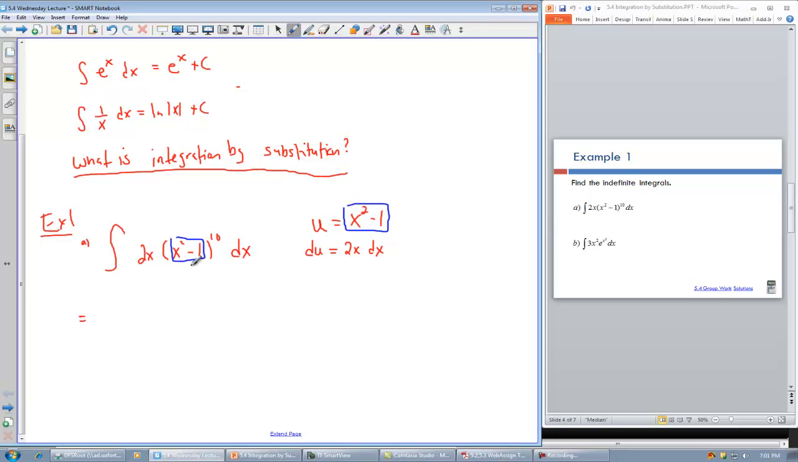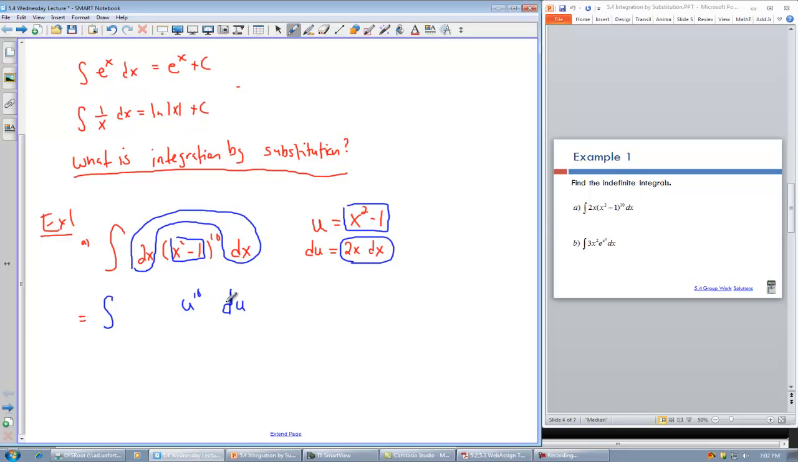All right, so where I see x squared minus 1, I'm going to write a u. So I have an integral, and I have my u here. So this is u to the 10th. And then I have this 2x dx, but that's right here. So this 2x dx is the same thing as that. So where I see this, I can just replace that with du.